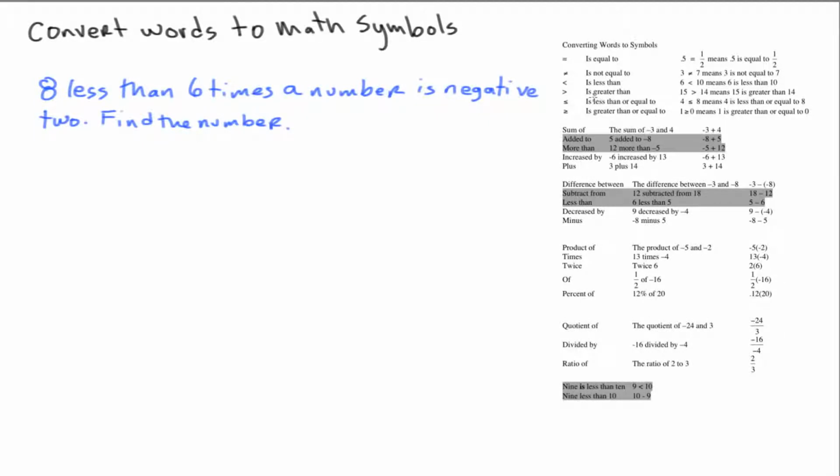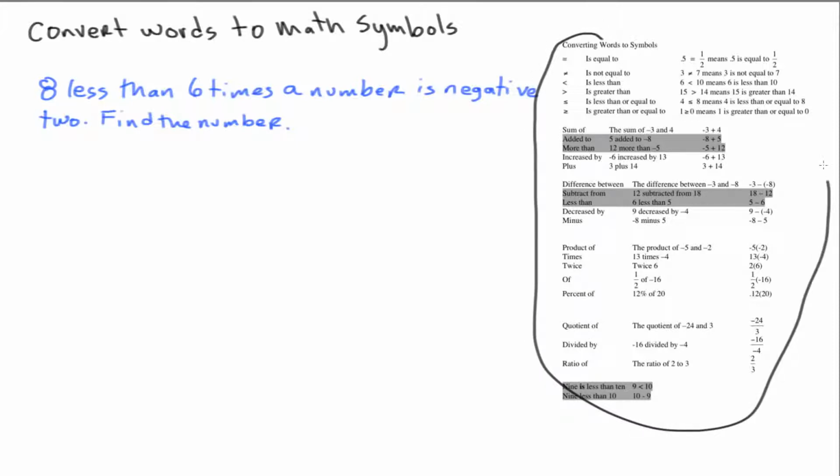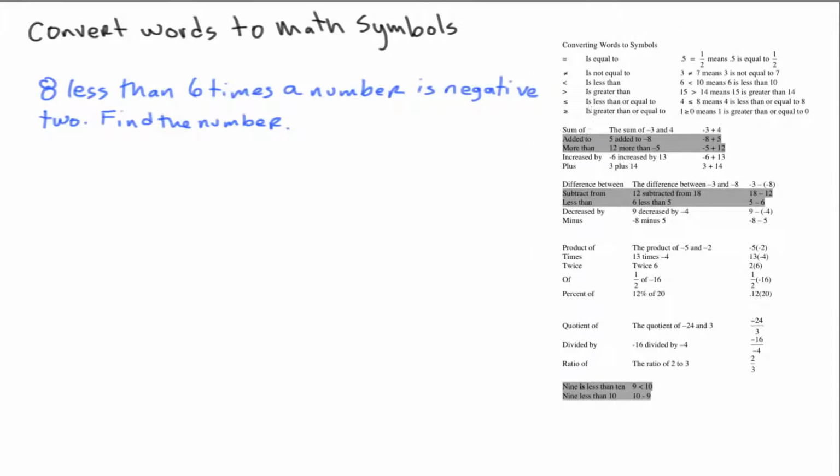In this video, we're going to convert words into math symbols. So I have this text over here on the right. What this does, it helps me convert some English words into math expressions. Here I have some inequalities and equal signs. I have over here addition words, subtraction words, multiplication, percent words, and division words.